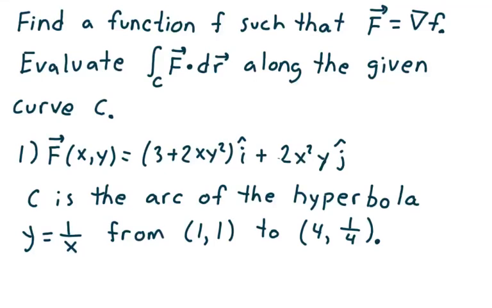The directions say to find a function small f such that capital F is equal to the gradient of small f. Evaluate the integral over C of F dot dr along the given curve C. In example 1, suppose F of x, y is equal to 3 plus 2xy squared i plus 2x squared y j. So we have this given vector field. C is the arc of the hyperbola y equals 1 over x from (1, 1) to (4, 1/4).